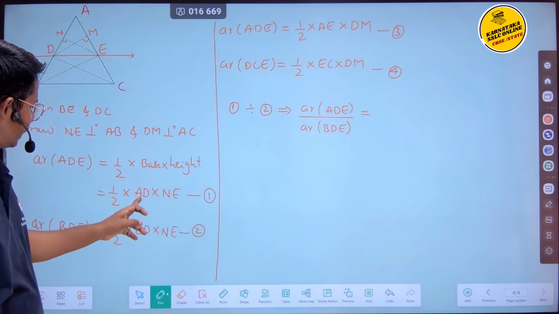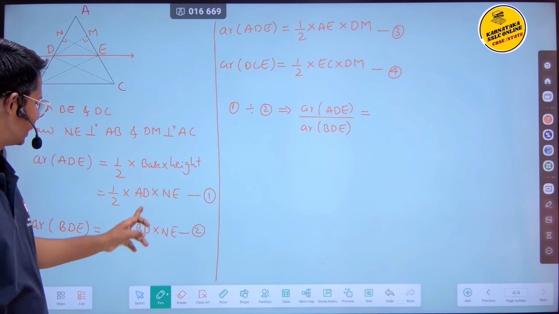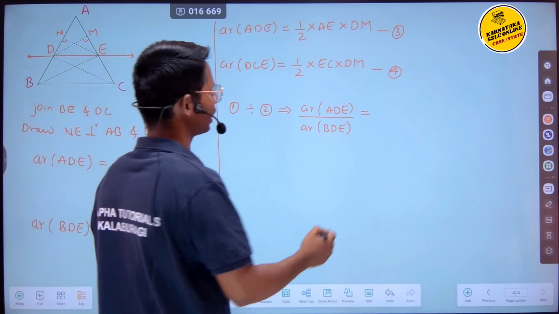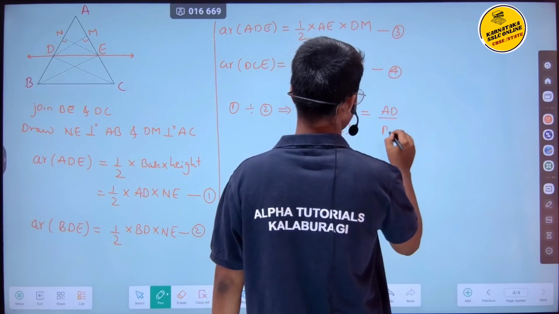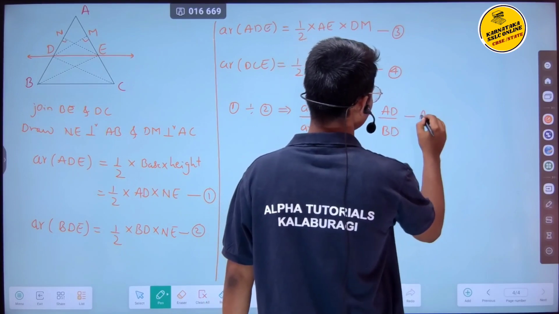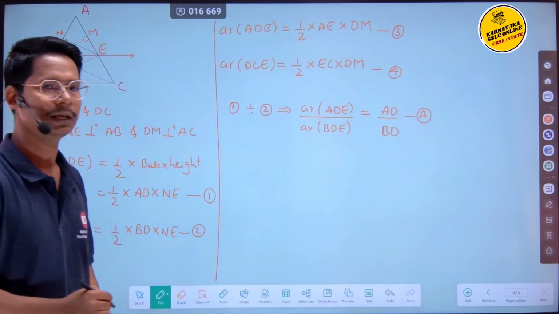Okay, and NE gets canceled, you will get AD by BD, isn't it? So I'll write, after dividing, you will get the result as AD by BD. So this is one of the important results. I'll call it equation A.